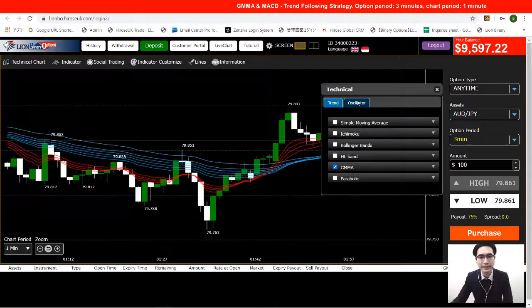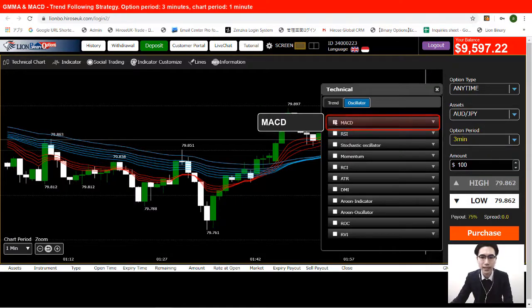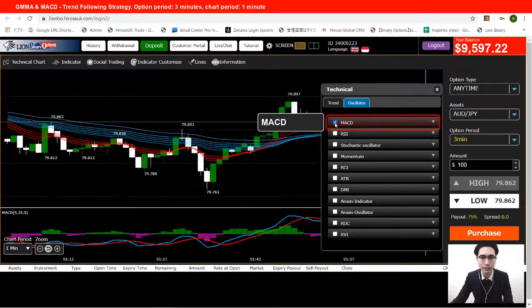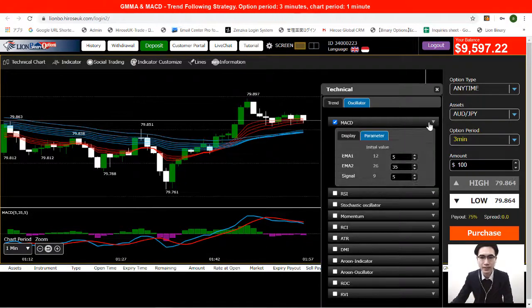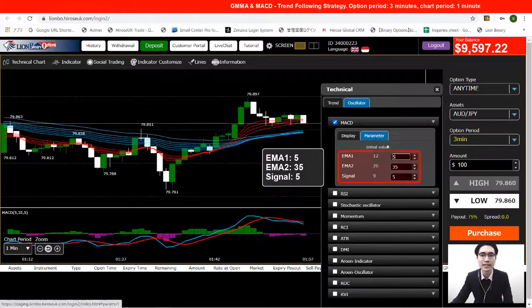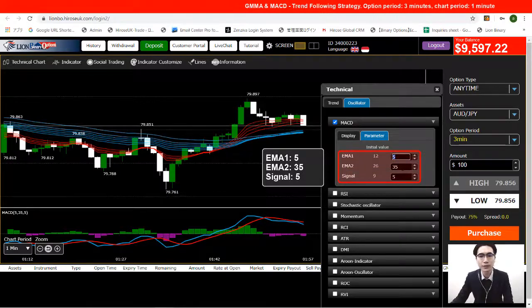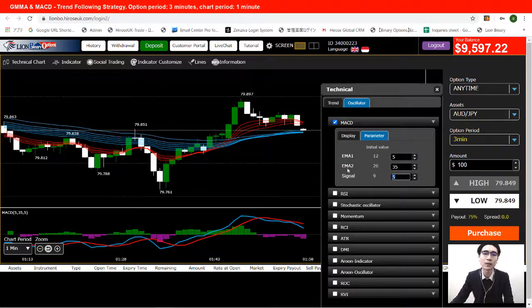Next we go to oscillator. Click on oscillator. Then we'll select the MACD. Put a tick on MACD. Now we open the drop down for MACD. For the parameters here, we are using 5, 35, and 5. Again, EMA1 is 5, EMA2 is 35, signal is 5. Now we're all done, so we can close this window.